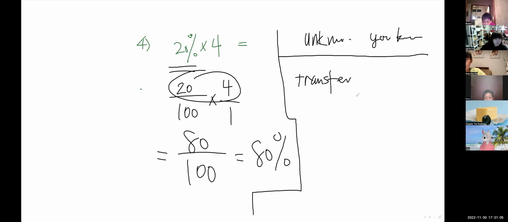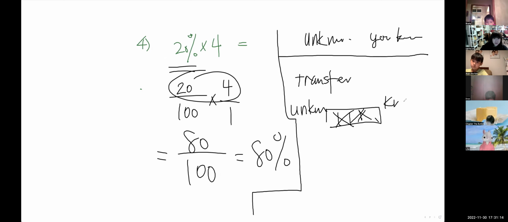Okay, we're going to build a bridge. Okay, so the bridge is what? The bridge is on one side is unknown, on the other side is what you know. So you transfer something you don't know to something you know. So for instance, 20%, I'm going to explain again, times 4.